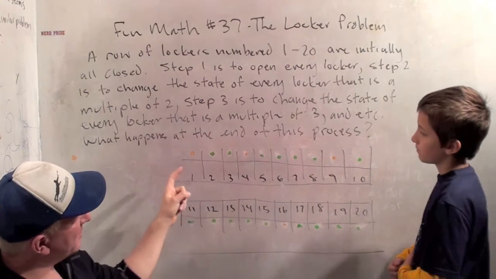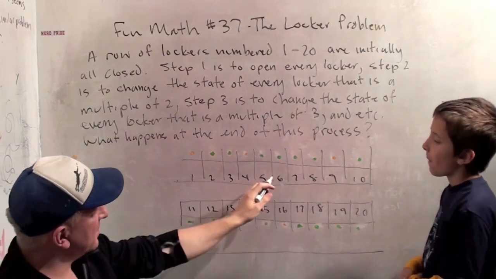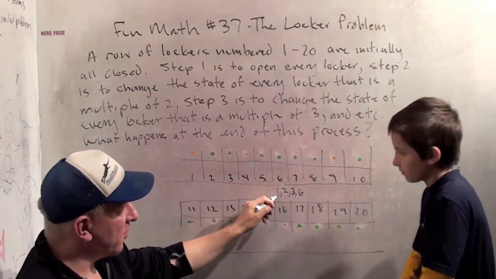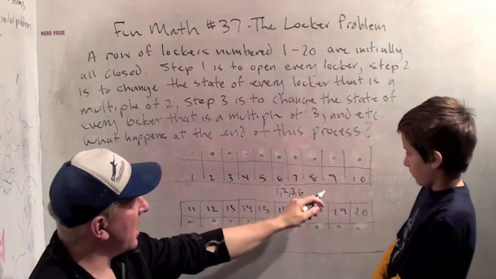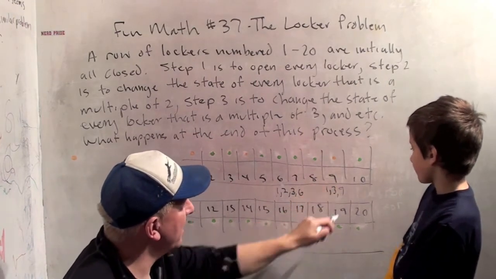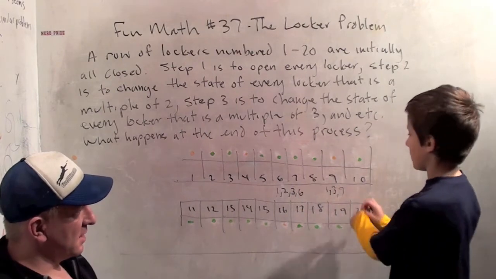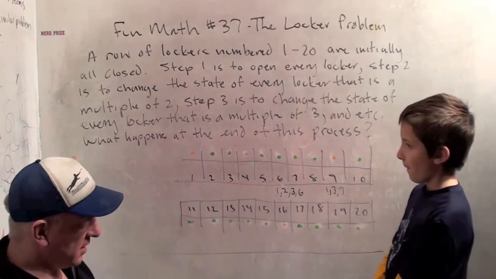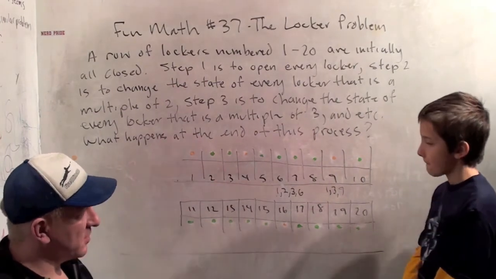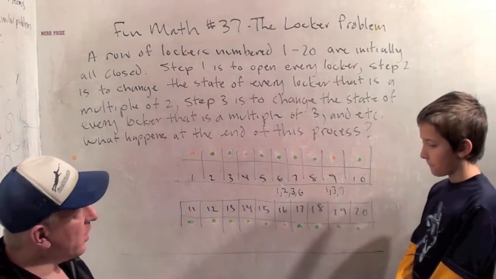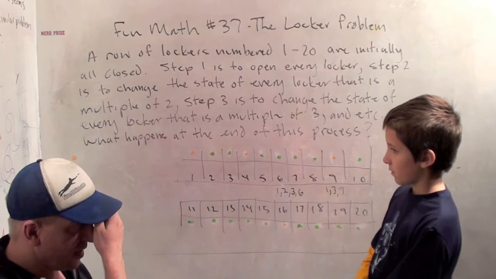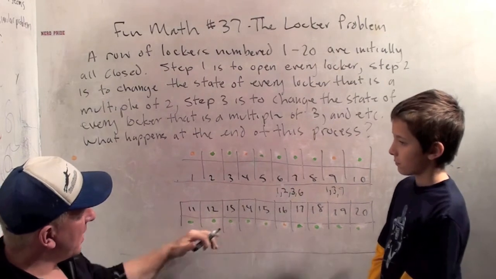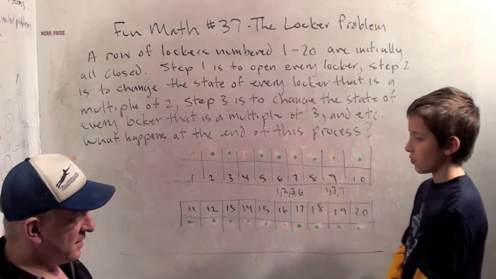Each number gets switched every time you have a divisor. So for example, 6 gets switched on turns 1, 2, 3, and 6, or 4 times, which is an even number of times. 9 gets switched on 1, 3, and 9, which is 3 times. It's an odd number. So the non-perfect squares get switched an even number of times. The perfect squares get switched an odd number of times. And so what happens to the perfect squares when they're switched an odd number of times? They're open. They get left open. And what happens to the non-perfect squares? They get closed.